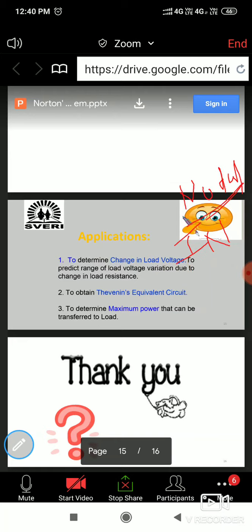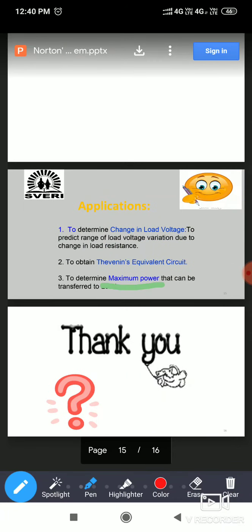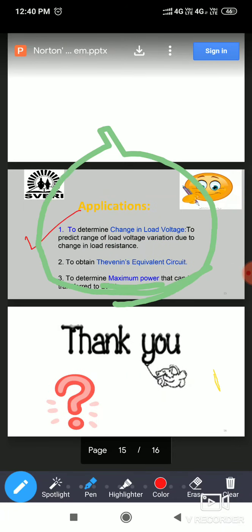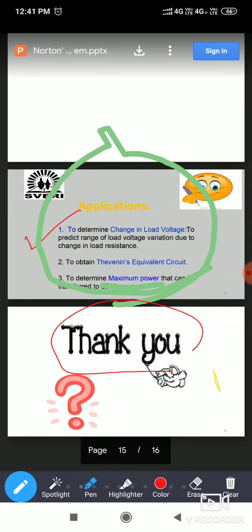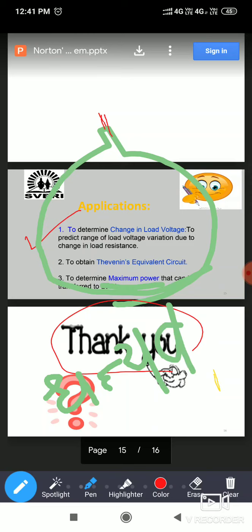That will be the applications here. So what are the applications here? First of all, changing the load voltage. Once you know the Norton's equivalent circuit, according to the maximum power transfer, you can change the load. That load will be RL. We have already completed the maximum power transfer theorem practical in the NTA subject. In that, if you change the load resistor, the power delivered to the load will change. Okay, that you can examine.